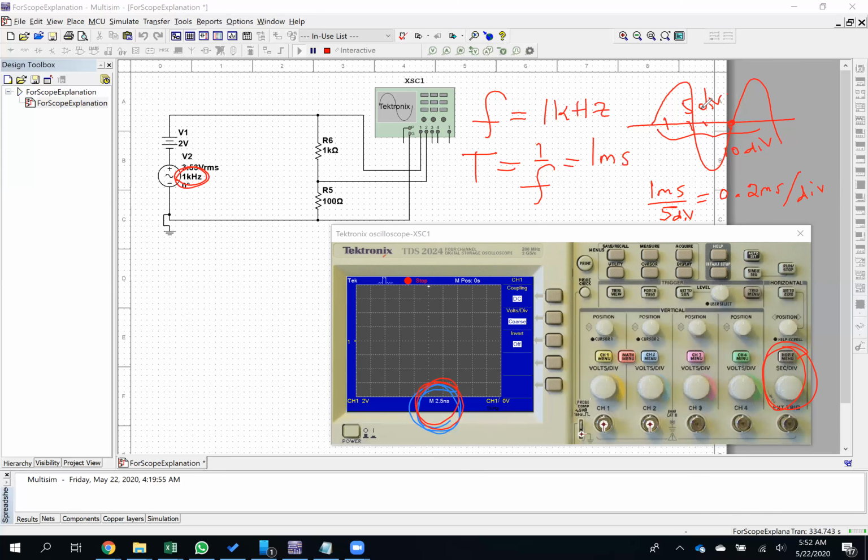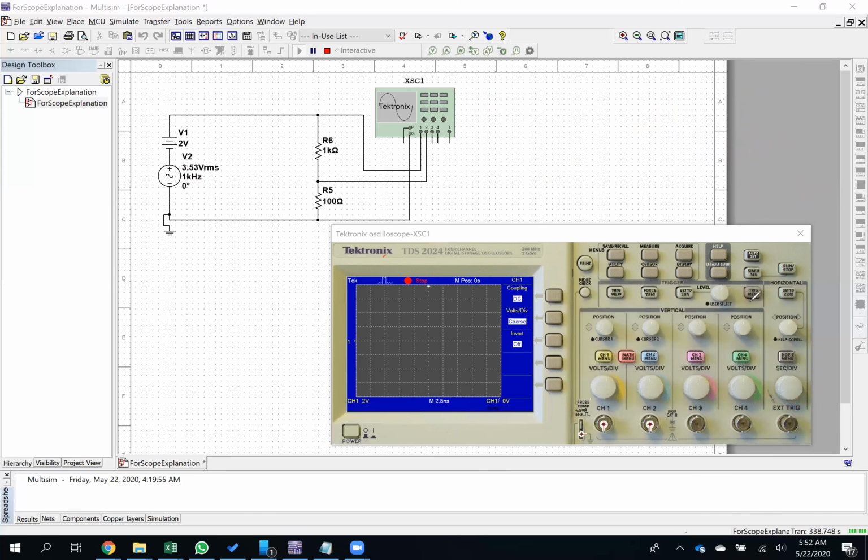I'll clear these calculations. I'm going to click and drag on this horizontal seconds per division knob. Actually, I'm not going to do that yet. Let me not do that yet. So I figured out what it should be. Let me put it back to what it was.